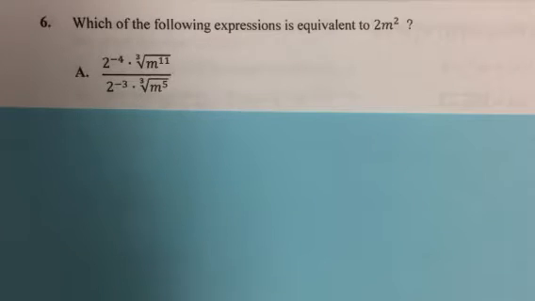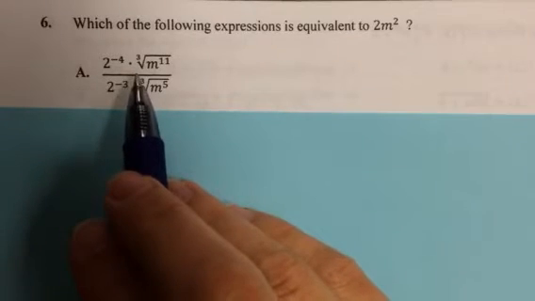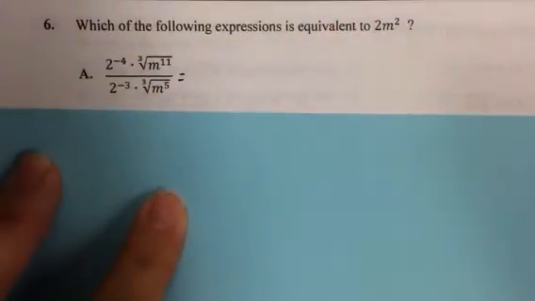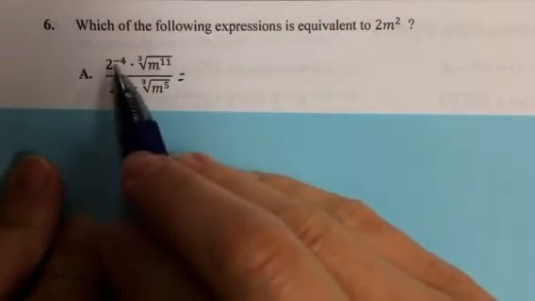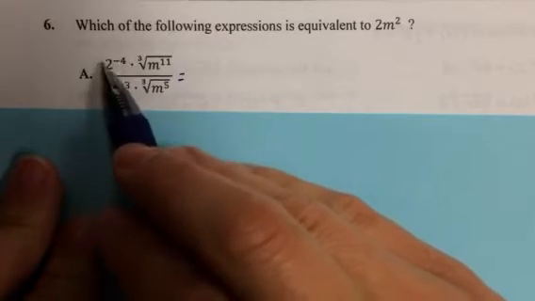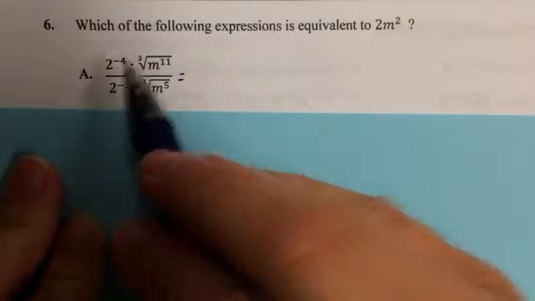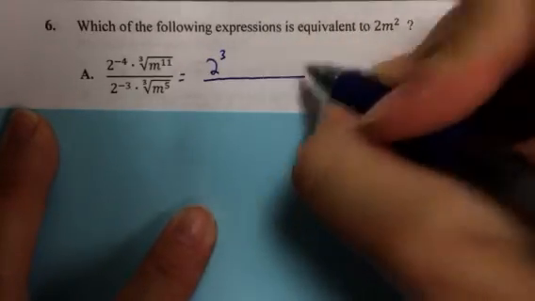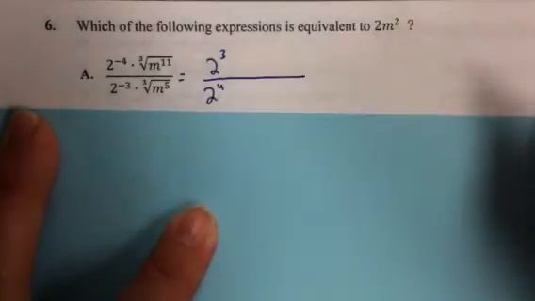Okay, this is number 6. It's pretty long. Basically, we have to simplify each of these to see which one simplifies to 2m squared. So let's start. When we have a negative exponent, it can flip to the other side. So this one can flip to the bottom and that one can flip to the top and become positive. So 2 to the positive 3 is on the top and 2 to the positive 4 is on the bottom.